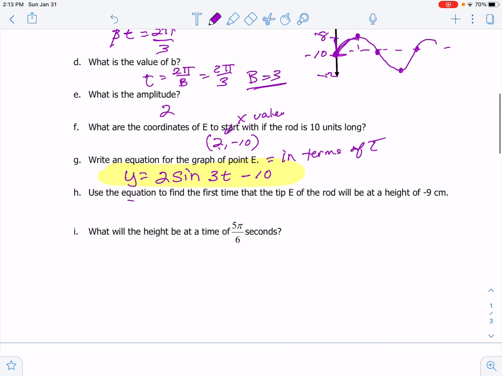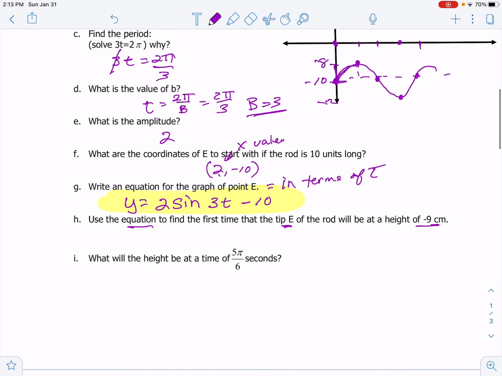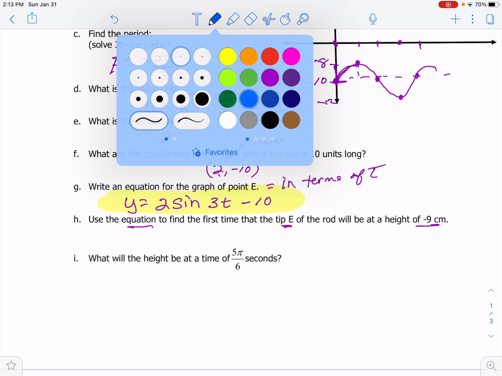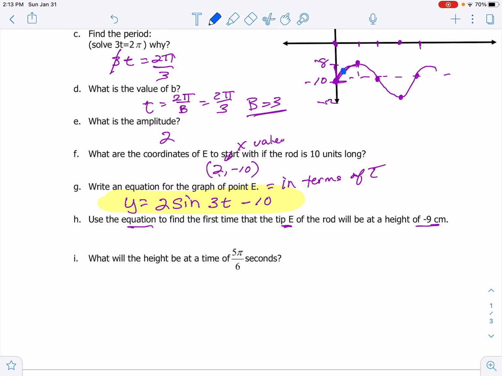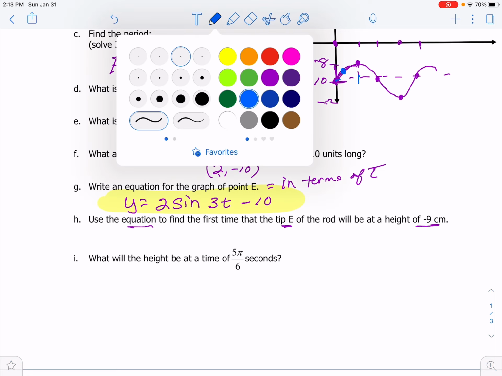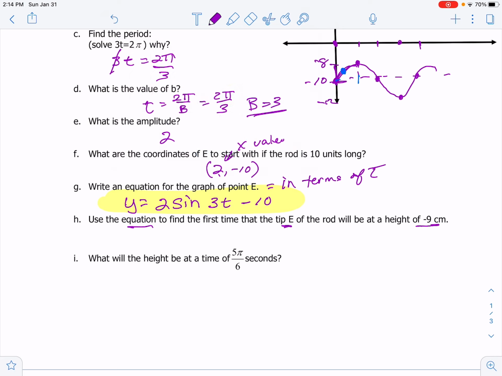Okay, now it says use the equation to find the first time that the tip of E is at a height of negative 9. All right, so negative 9 is right here. Now remember, this is not a straight line. It's not halfway in between this time and this time. It's a sine graph. All right, so we're going to say negative 9 is equal to 2 sine 3t minus 10. If I add 10, you get 1 is equal to 2 sine 3t. Divide by 2, and you get a half equals the sine of 3t.